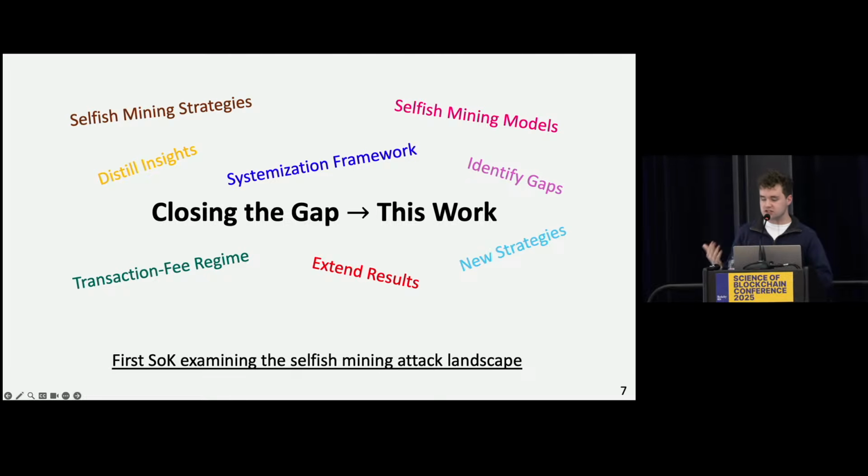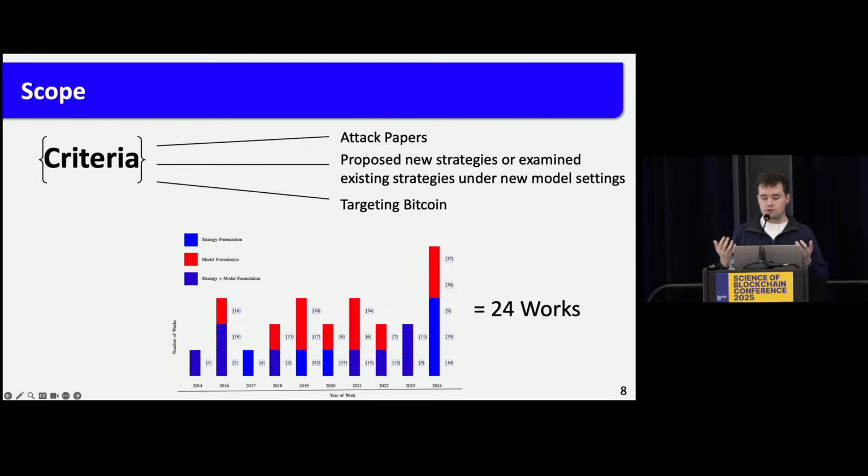To complement our systemization study, we go on to examine one of these gaps head-on, specifically exploring selfish mining under a specific model setting where miners' rewards come purely from transaction fees, the so-called transaction fee regime. Here we explore both existing strategies that have yet to be examined under it, as well as new strategy types. For our scope, we focus on papers that examine selfish mining attacks, as prior systemizations have focused on the defense side of this landscape. Specifically, we focus on works that either propose new attack strategies or evaluate existing strategies under new model settings, all of which target the Bitcoin network.